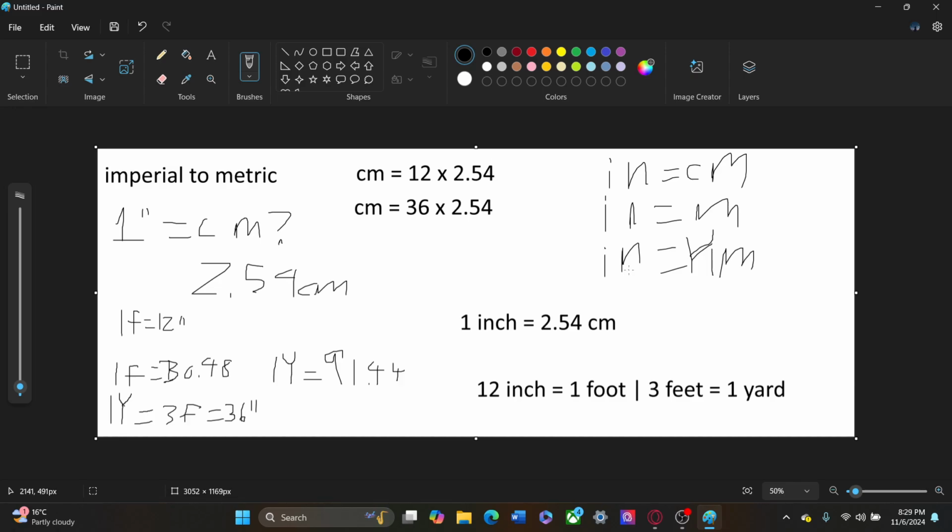Now, the other way, a lot harder, right? That's why learning this first, way easier, right? I'll teach you that in a separate part, but right now we're just going to solely focus on imperial to metric because that's what you're going to be seeing a lot more of. Okay?